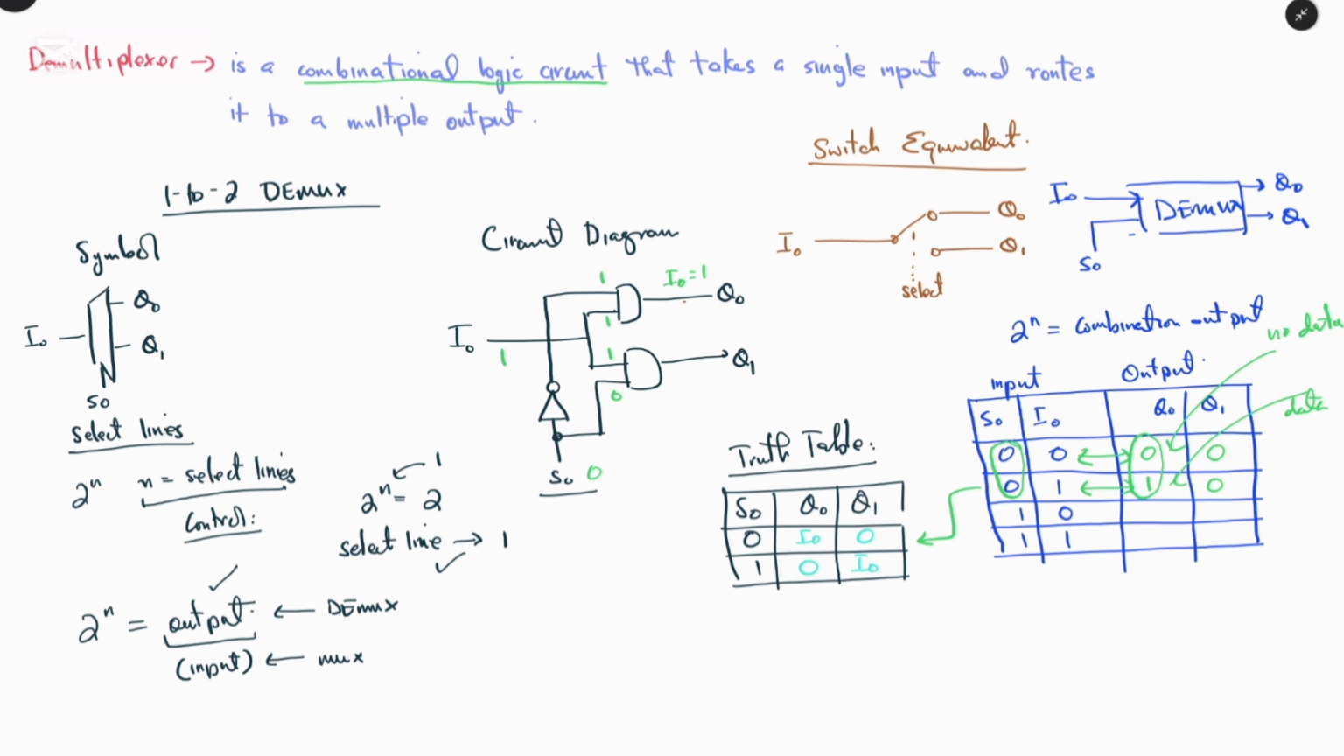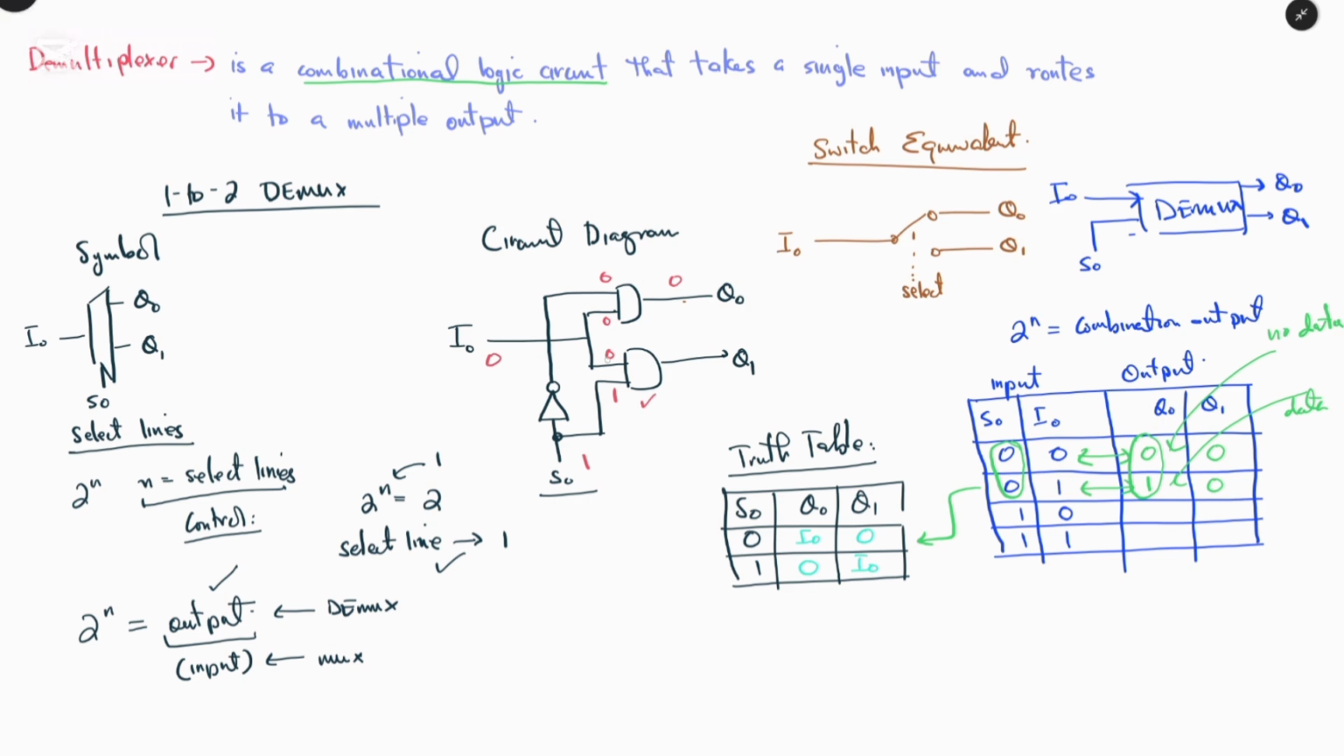So the other case is where the select line is 1, however the input has no data. So now we have 1 here and 0, which means no data to the second AND gate, and the inverter output will be 0 and this will be 0. So by default this one will be 0, because the select line will disable the first AND gate and enable the second AND gate.